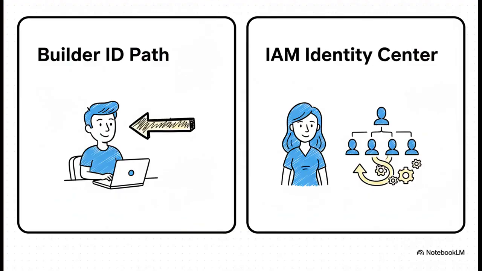So let's just boil it all down. The Builder ID path, that's for Alex, the solo developer. It is all about speed, simplicity, and getting going on personal projects. You get Q in your IDE and command line, but you give up those advanced features. The IAM Identity Center path, that's for Brenda, the team admin. It's about power, control, and getting the full enterprise-grade, everything-included feature set for the whole organization.